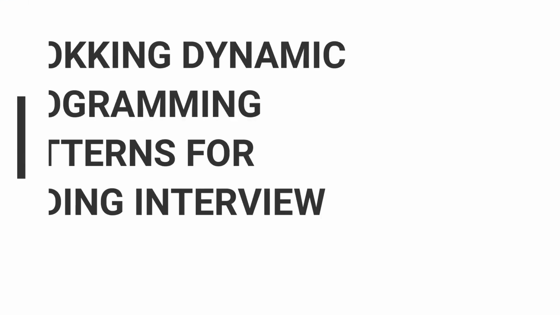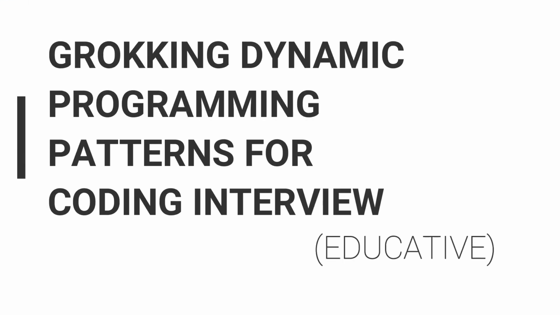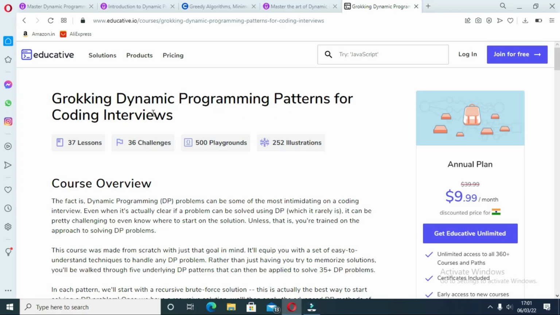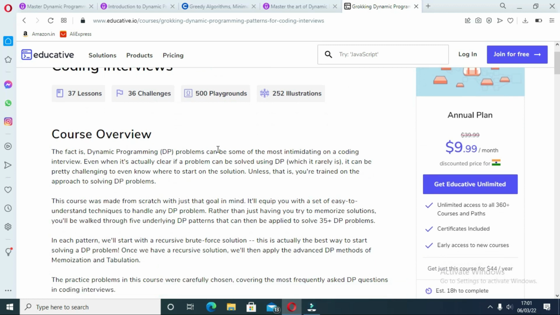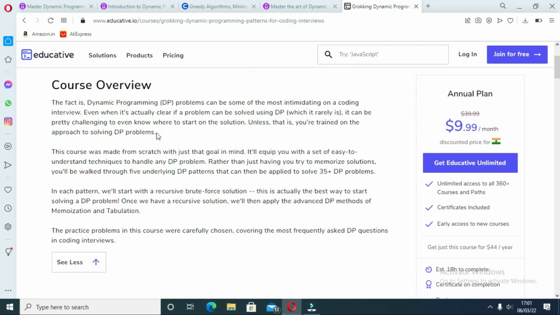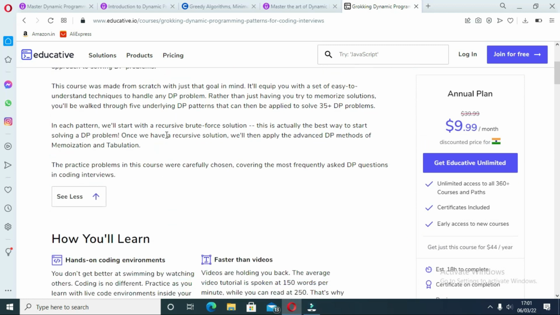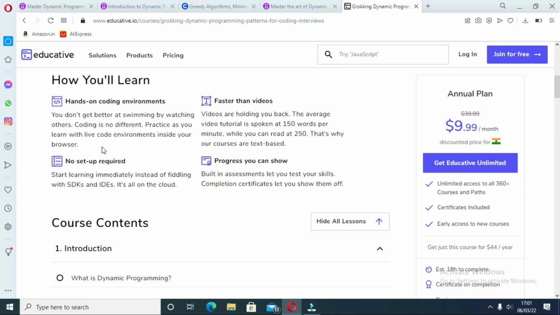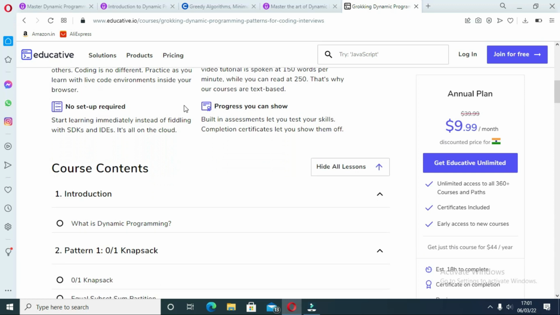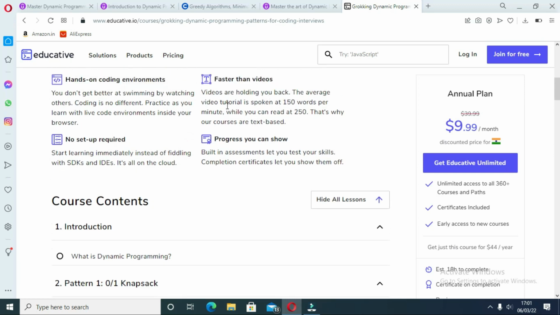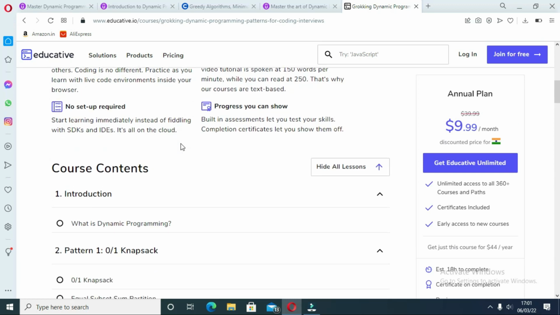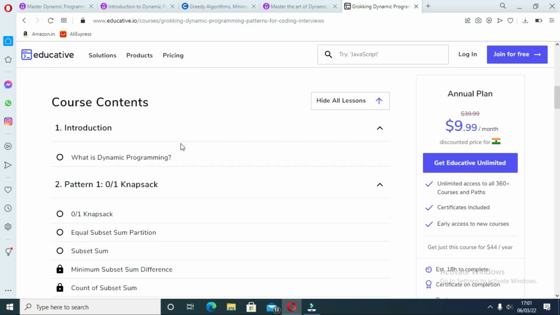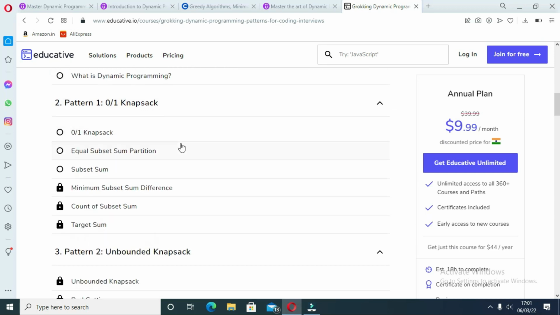The last course is Rocking Dynamic Programming Patterns for Coding Interviews by Educative. This course was made from scratch with only one goal in mind, how to approach dynamic programming problems. It will equip you with a set of easy to understand techniques to handle any DP based coding problem. Rather than just having you try to memorize solutions, you will be walked through 5 underlying DP patterns that can be applied to solve 35 plus dynamic programming problems.